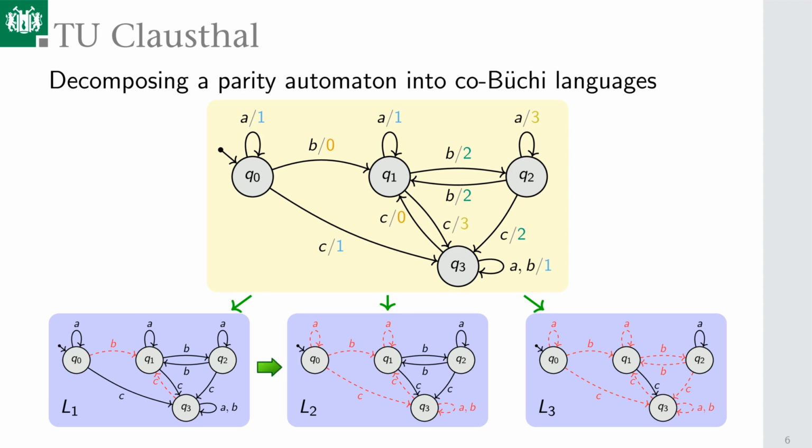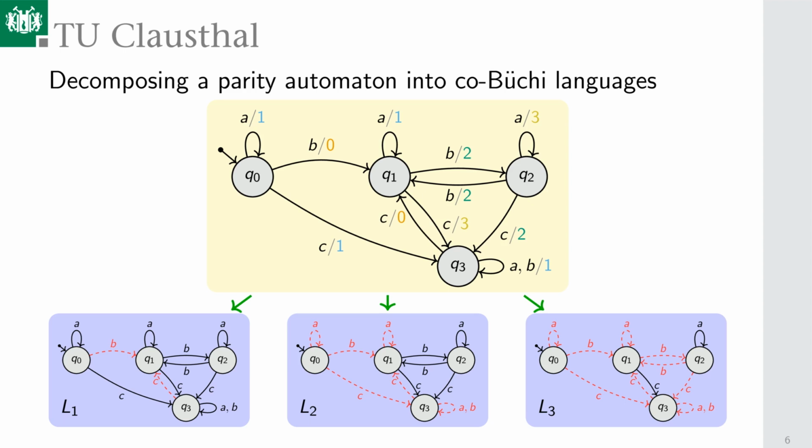Similarly, we can get a co-Büchi automaton for L2 by copying the transition structure of the parity automaton and making those transitions accepting, for which in the parity automaton we have a color of at least 2. And the automaton for L3 can be built in the same way.